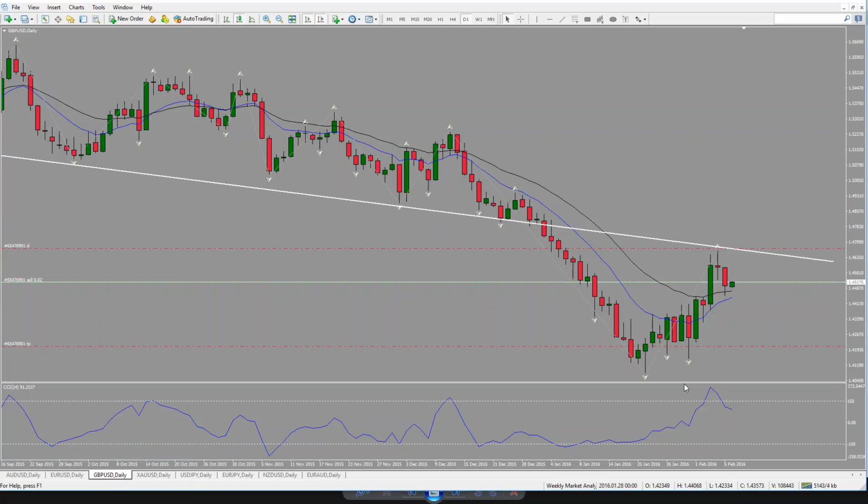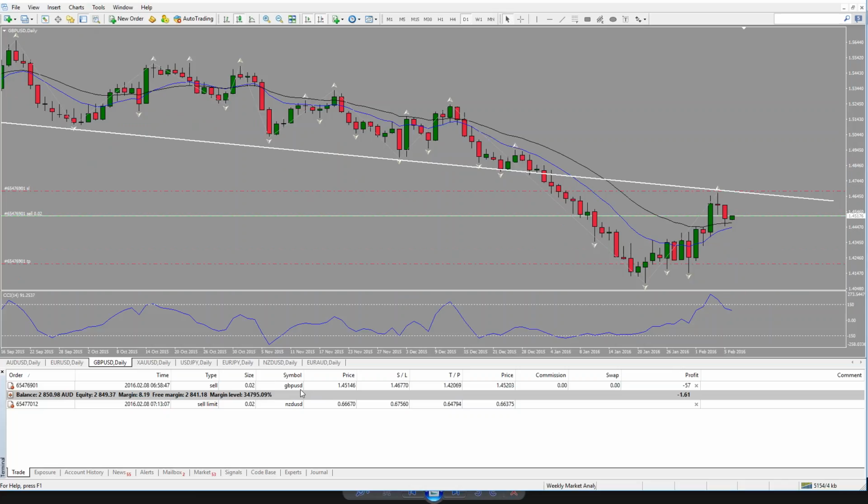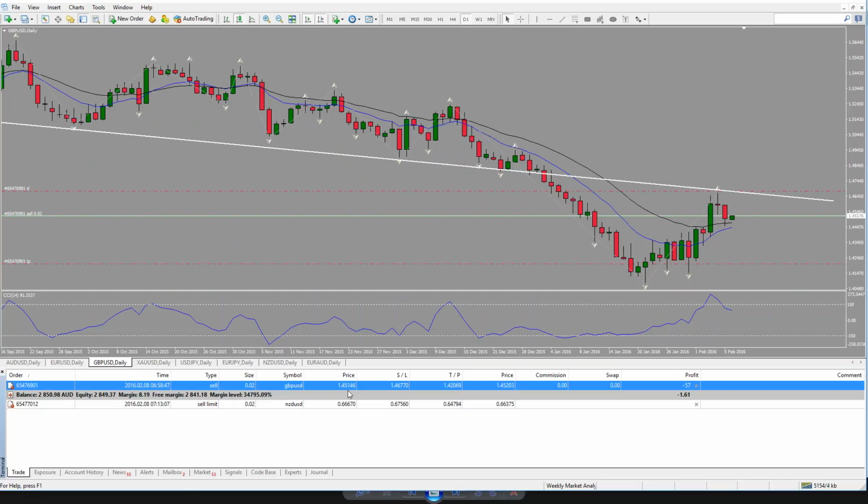GBP USD, we've jumped the gun and we've entered off a 3 candle sequence setup right there, and we are sellers right now. We've gone in at our full position, and let me just get the numbers. What do we do? We entered at 145.14. Stop is 146.77. Our target is 142.06. That's our 2-to-1 target, or thereabouts. And of course, don't forget your 1-to-1 point.